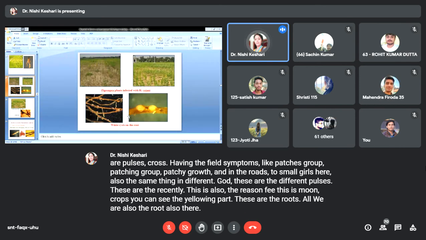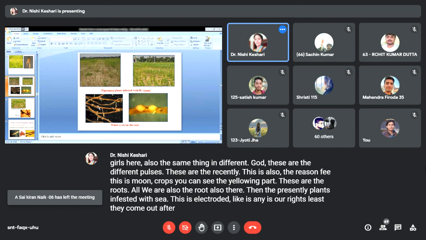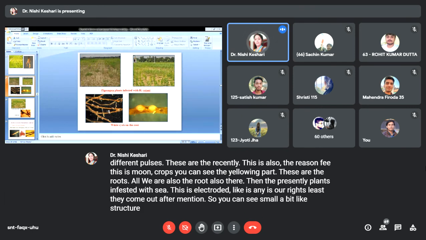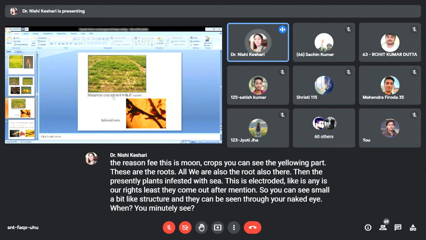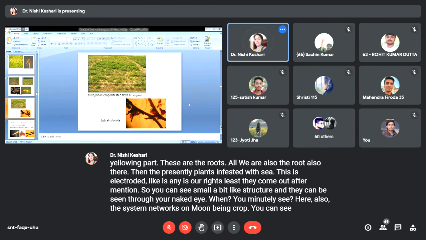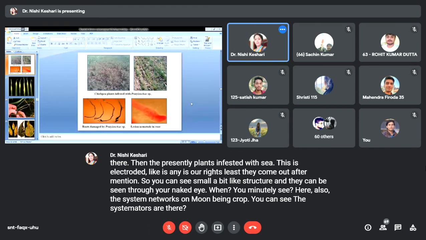Then the pigeon pea plants infested with cyst nematode. This is Heterodera cajani. These are white cysts. They come out after maturing. So you can see small bead-like structures, and they can be seen through your naked eye when you look minutely. Here also the cyst nematodes on moong crop. You can see cyst nematodes are there.